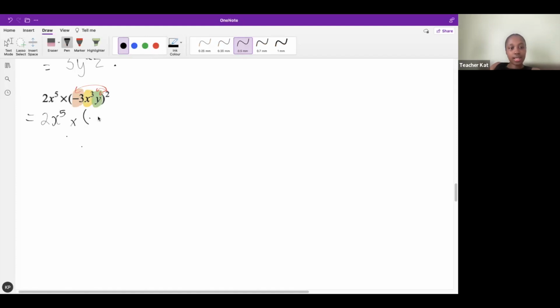So I will say -3 all raised to the power of 3 times x cubed all raised to the power of 3 times y all raised to the power of 3. You do not have to do this step, but it will be helpful to keep track of what you are distributing where. Oh, 2. It is 2. Thank you. To the power of 2. Okay, so I'm just going to split it up like this so that I can see everything that I'm working with and it's easier for me. All right, so I'm going to leave this 2x to the power of 5 here.